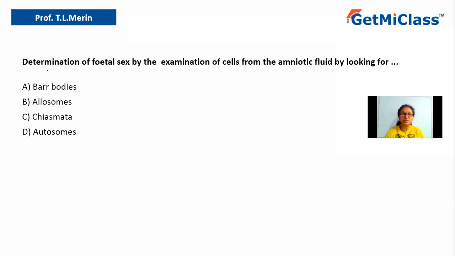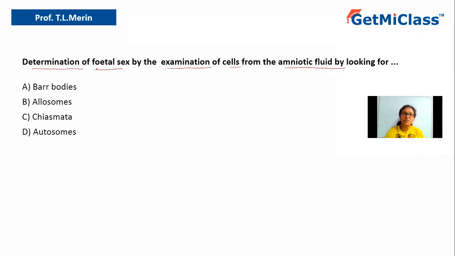Today we are going to solve this question, which is determination of fetal sex by the examination of cells from the amniotic fluid by looking for: option A, bar bodies; option B, allosomes; option C, chiasmata; option D, autosomes. So let us understand the question. The question says determination of fetal sex by examination of cells from the amniotic fluid by looking for.